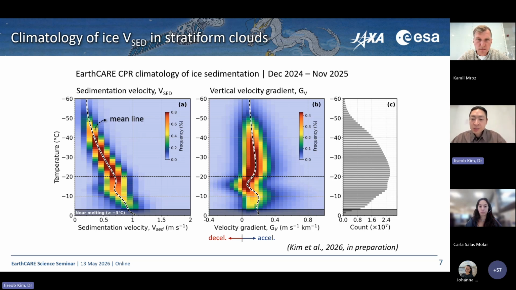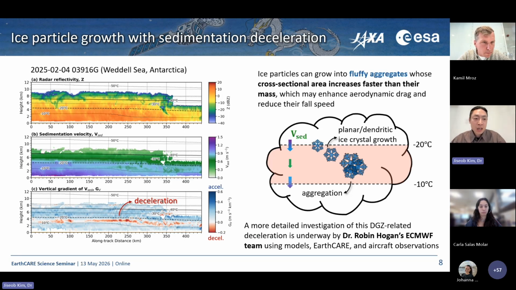And actually, this kind of signature is very common in stratiform ice cloud around the globe, including the tropics, mid-latitudes, and the polar regions. So this case shows how clearly these decelerations can appear in actual cloud. If you look at the reflectivity field, it's hard to notice that something special is happening here. But if you look at the sedimentation velocity field, you can see that the fall velocity decreases around minus 20 degrees and then increases again.